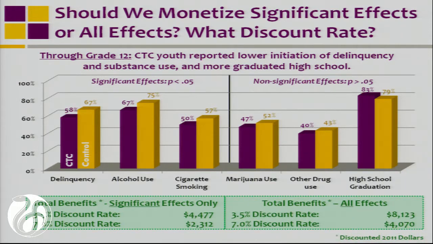If instead we think that we should consider all effects, regardless of whether they're significant, we come up with much higher benefits, whether they're discounted at 3.5% or 7%. Now, of course, when we include these non-significant benefits, there are much wider confidence intervals around those point estimates, and I don't have time to get into that today. But the question still remains as to which effects should be included in our analysis and at what discount rate we should use with these benefits.